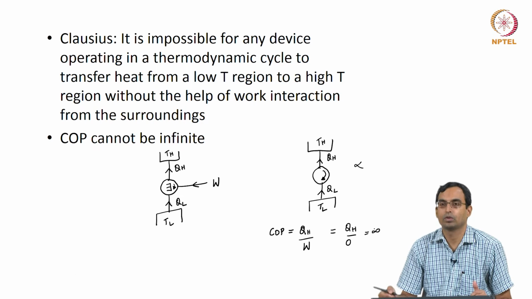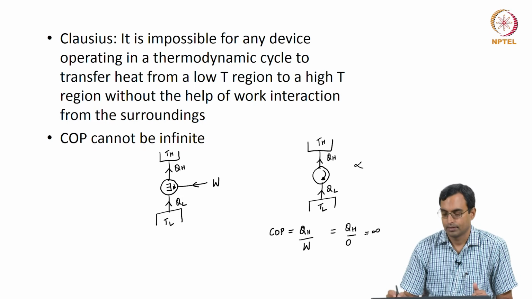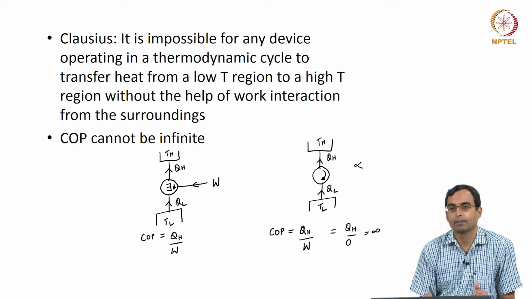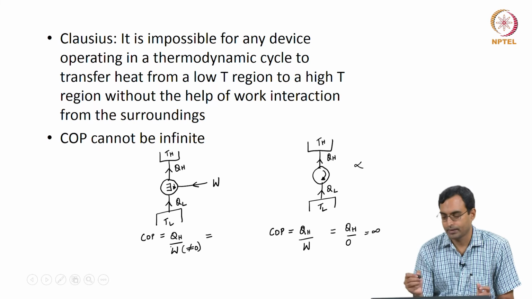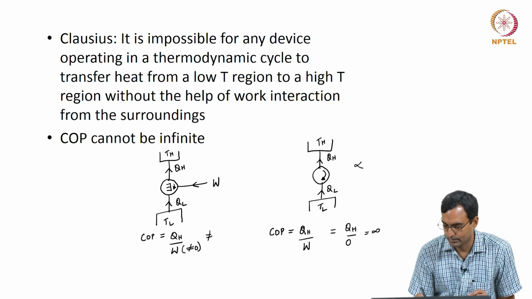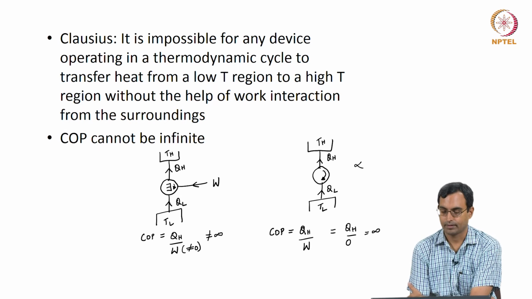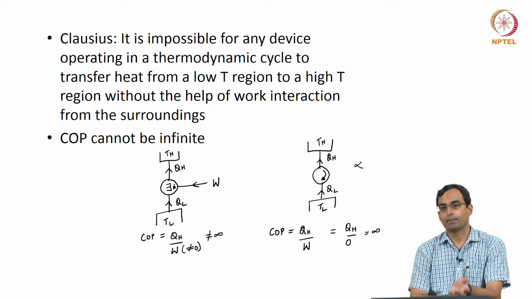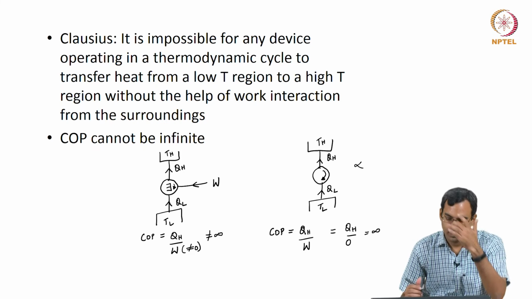But what Clausius says is that you cannot do this. He says this work cannot be 0, which means my COP is QH for the heat pump divided by work, which is some non-zero value, which means this is something divided by something, so it cannot be infinite. So the Clausius statement essentially puts a limit on the COP of a heat pump or a refrigerator. It says that the COP cannot be infinite because I need to do work in order to transfer energy from a low temperature to a high temperature. That is also an interesting thing. But this, of course, is for a cyclic process, where I cannot do this without giving any work.